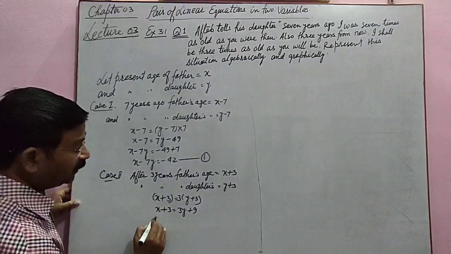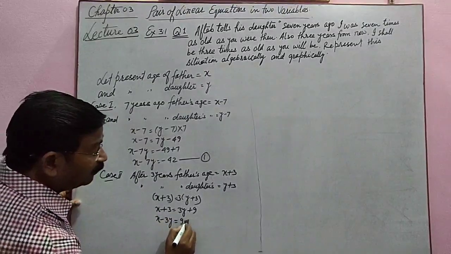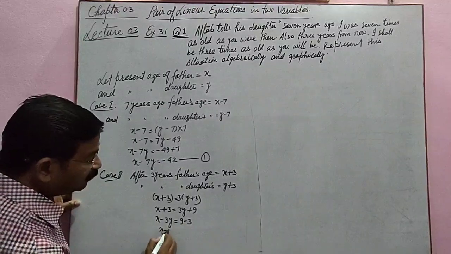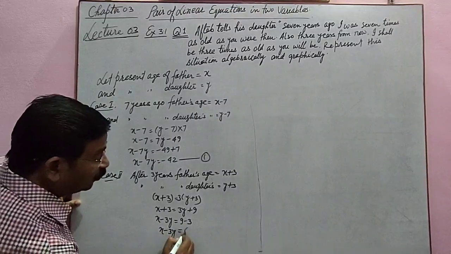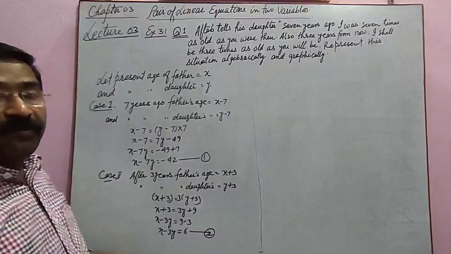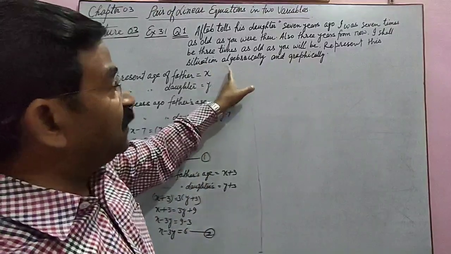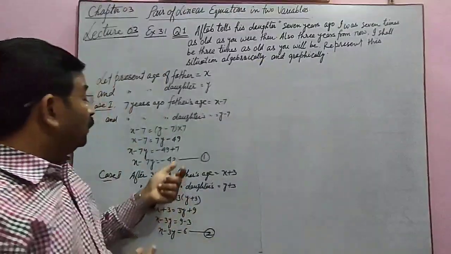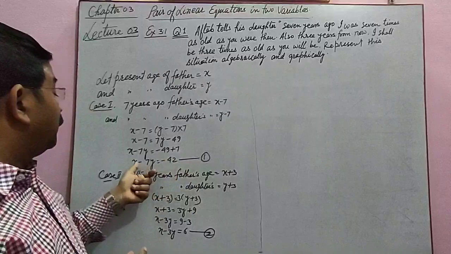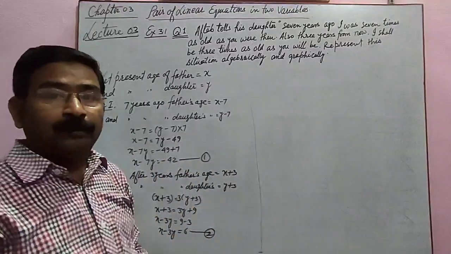Bring this y to this side. x minus 3y is equal to 9 minus 3, or x minus 3y is equal to 6. Equation number 2. So this is your first answer. The question was to represent the situation algebraically. So in the form of algebra we have got the situation, equation number 1 and equation number 2.